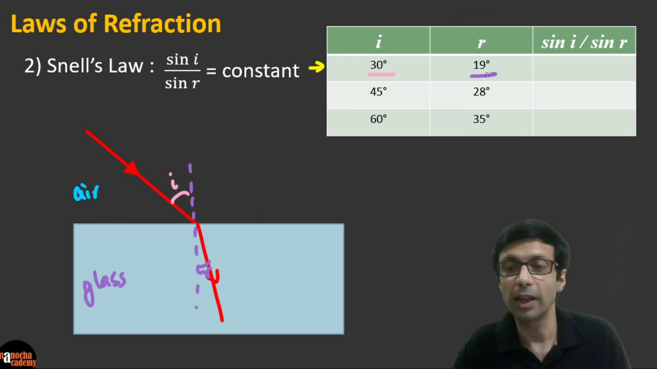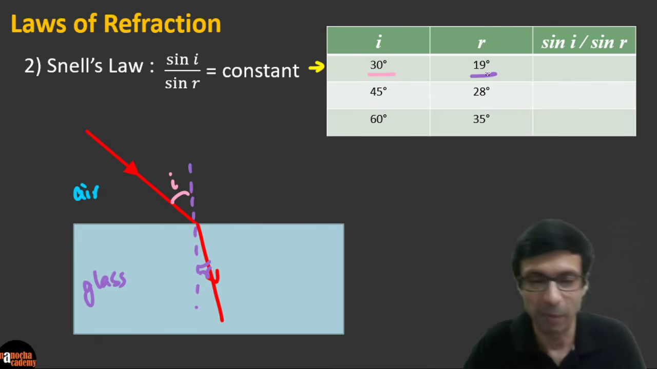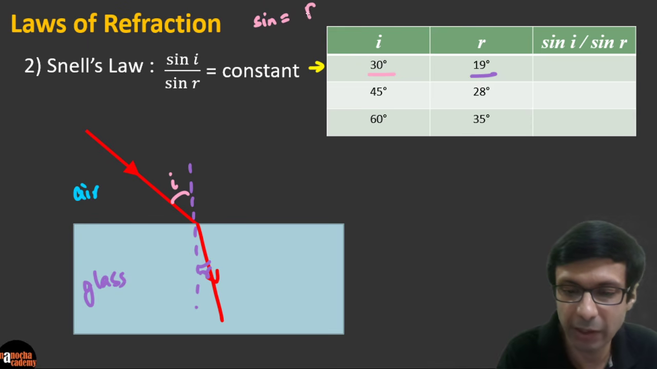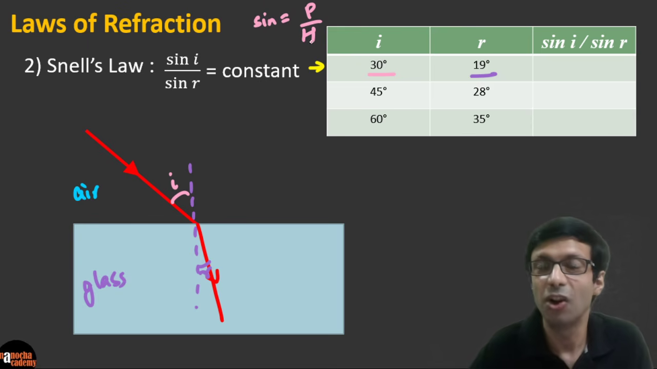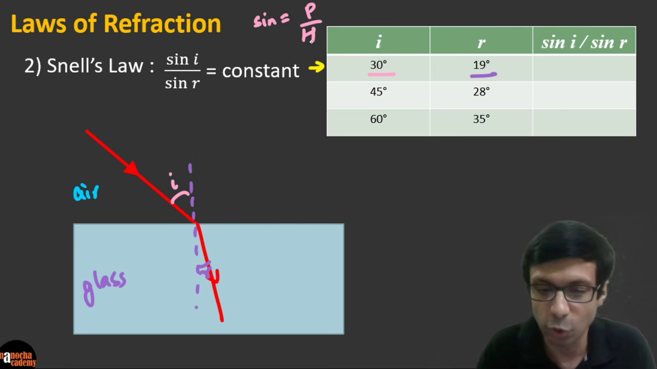So now we need to take, according to Snell's law, it's not the I by R ratio, it is sine I by sine R. And remember in maths, what is the definition of sine? Sine, you know, it is perpendicular by hypotenuse. It's a trigonometrical ratio, right? So it's this trigonometrical ratio and we need to calculate it for these angles. So let's go ahead and do the first one.